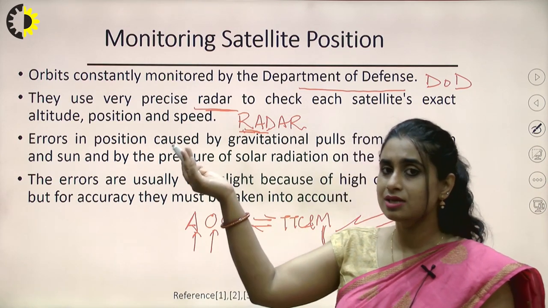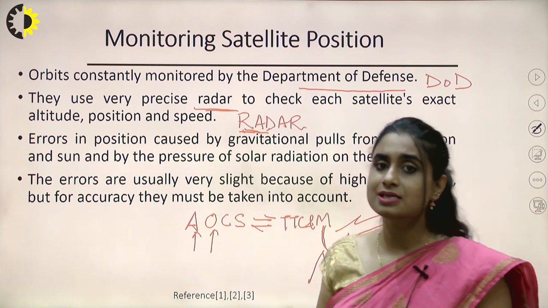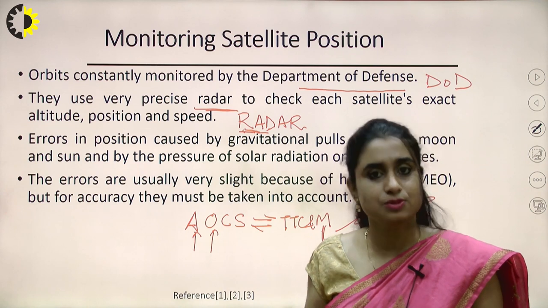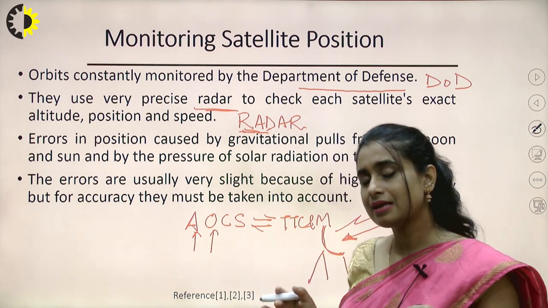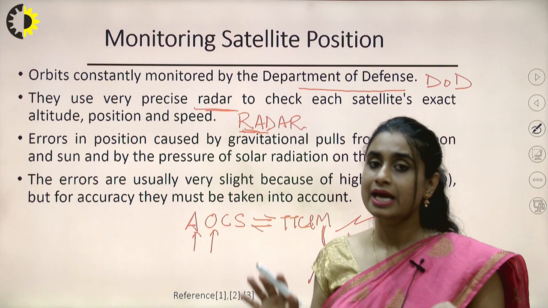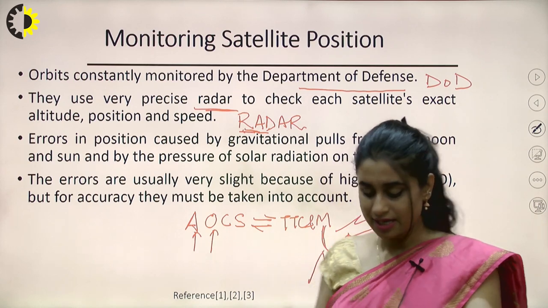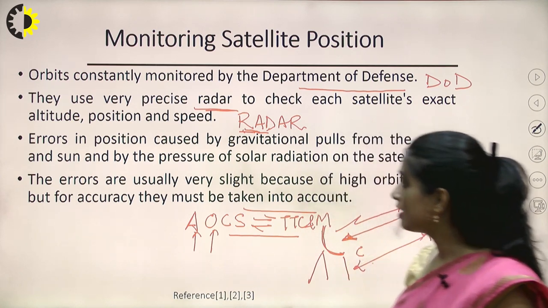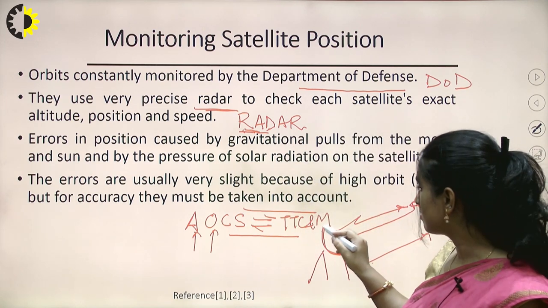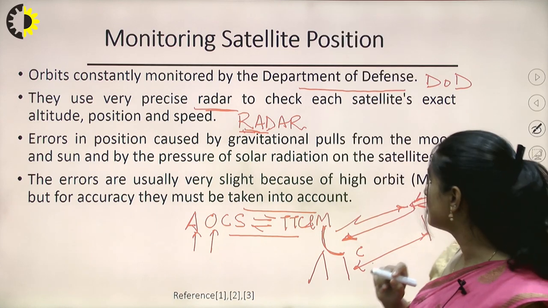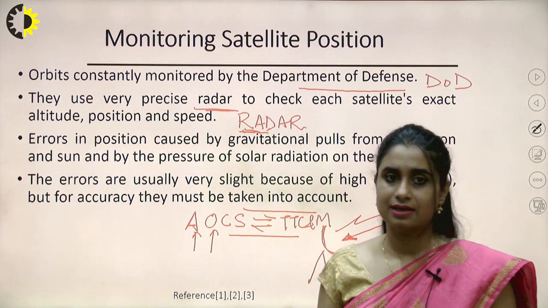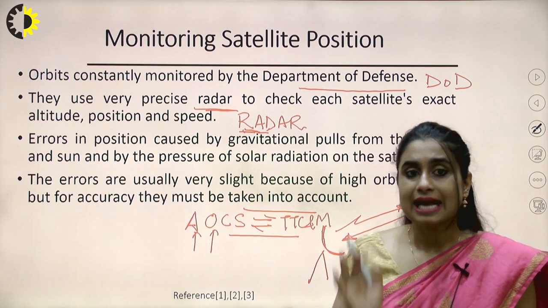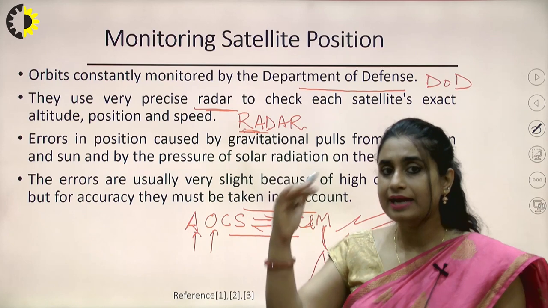Once it is launched, it remains in orbit for many years, and we generate revenue by selling the services that satellites provide to us. So a satellite has to be maintained in its orbit, in its exact position, right? So AOCS and TTC&M work in that. And for exact calculation of the position of the satellite, we use precise radar, right? Although these errors are usually very slight because of the height of MEO.